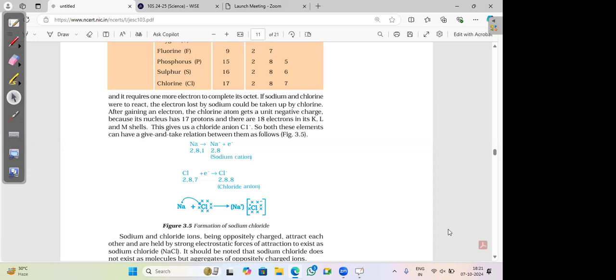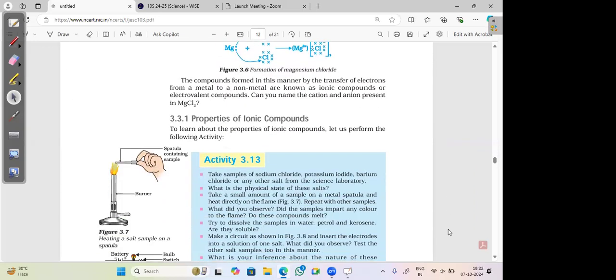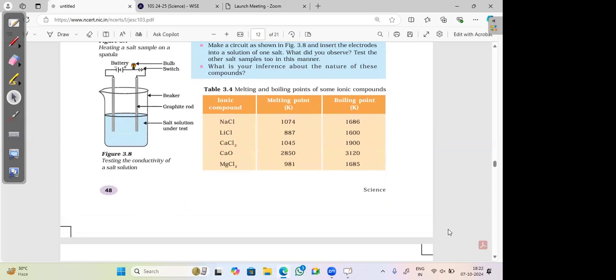So ionic bonds are very strong, as is evident from their melting and boiling points. There is a list of a few of them. For example, for sodium chloride, the melting point is 1074 Kelvin. Boiling point is 1686. So it's very large. Because of this, it is said that ionic bonds are very strong. The substances which form ionic bonds generally have a crystalline structure. So they are made up of strong crystals.